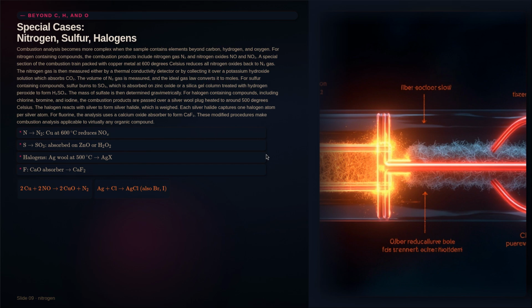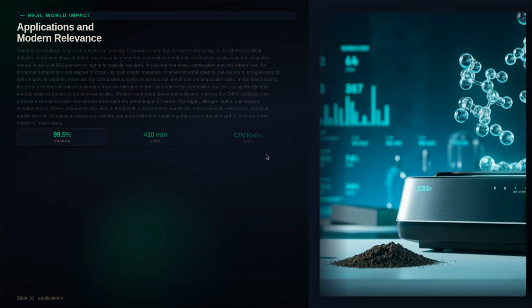For sulfur-containing compounds, sulfur burns to sulfur trioxide, which is absorbed on zinc oxide or a silica gel column forming sulfuric acid. The mass of sulfate is then determined gravimetrically. For halogen-containing compounds, including chlorine, bromine, and iodine, the combustion products are passed over a silver wool plug heated to around 500 degrees Celsius. The halogen reacts with silver to form silver halide, which is weighed. For fluorine, a calcium oxide absorber is used to form calcium fluoride. These modified procedures make combustion analysis applicable to virtually any organic compound.